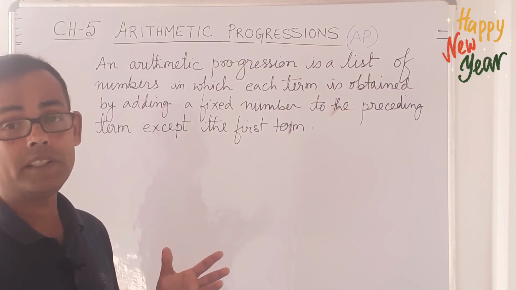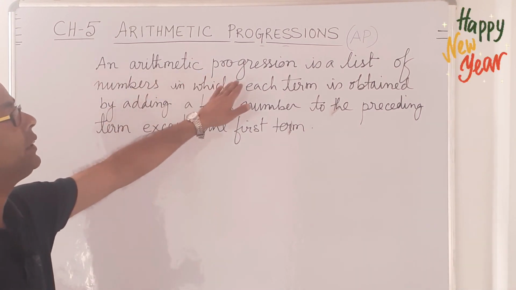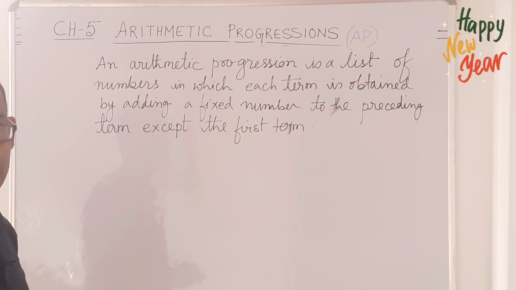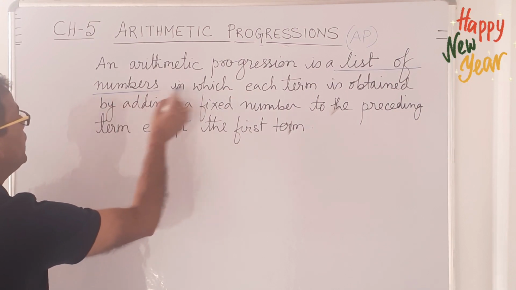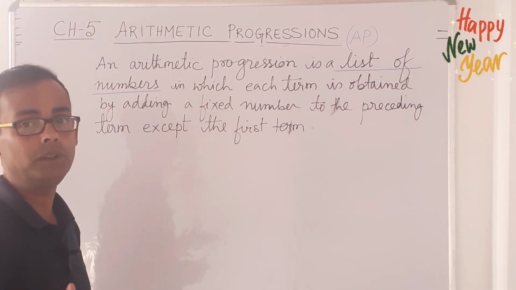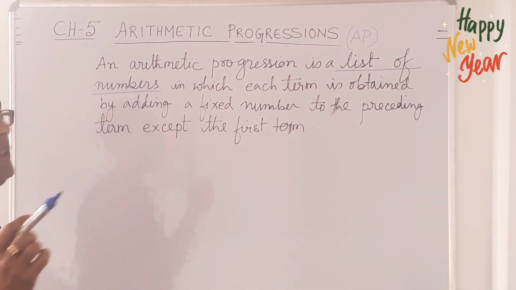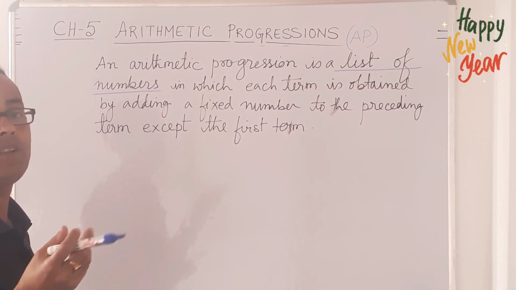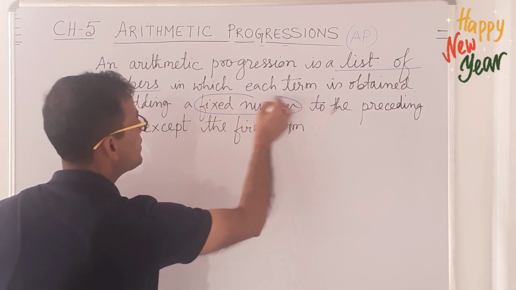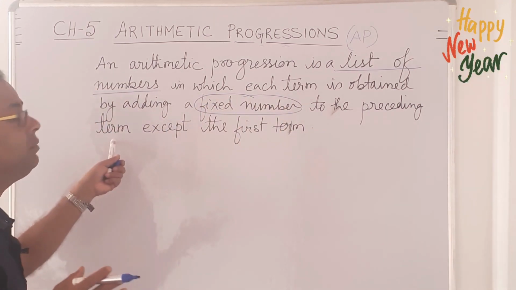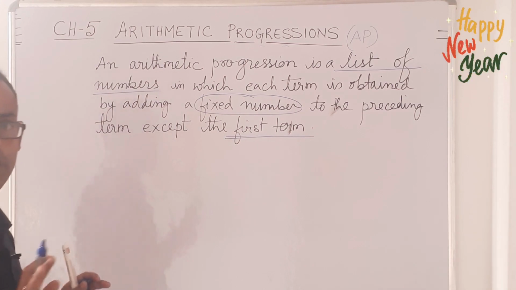Now let us know the definition of arithmetic progression. An arithmetic progression is a list of numbers. Just now I have written some numbers before this, and those are lists of numbers. Many examples I have told you, in which every term is obtained by adding a fixed number to the preceding term, except the first term. The starting term you have to exclude.